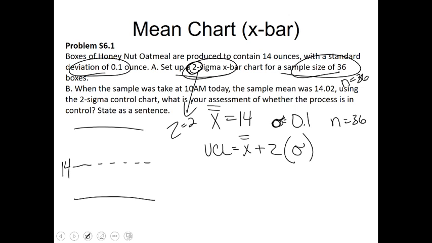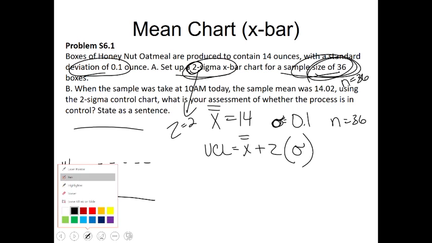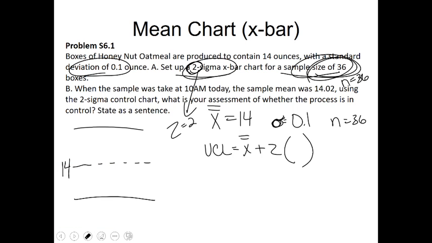times sigma. Now there's a little issue here because this is sigma of the process, and if we're using samples, and this says it in the book, it says it in the problems, you have to make a slight adjustment, and so don't use this. Make a little change here, and we're going to do this. It's going to be this divided by the square root of n. So you have to make a little adjustment when you're doing samples. So let me plug in our numbers. That's 14. Z is 2. Sigma is 0.1. And n is 36.